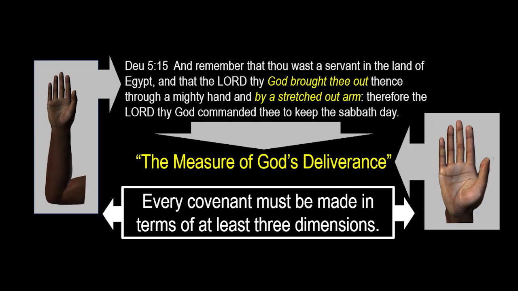Every covenant must be made in terms of at least 3 dimensions. Every covenant involves the who, which are the 2 parties involved, the what, which determines what the terms of the agreement must be, and the when, which involves how long the 2 parties will agree to be bound to the terms of their agreement. Just like an idol made of gold, a covenant must address its 3 most basic dimensions.